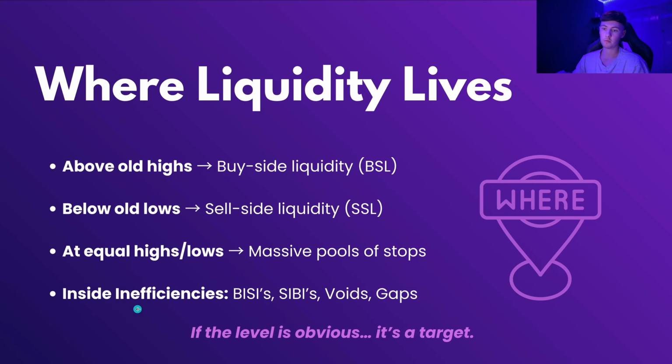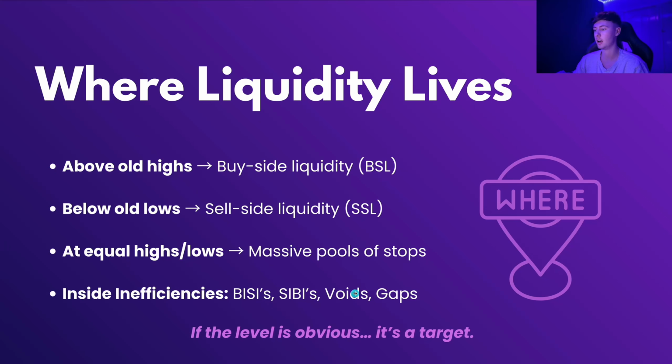Another point of liquidity is inside inefficiencies, so BISIs and SIBIs. Buy side imbalance, sell side inefficiencies, or bullish fair value gaps. Sell side imbalance, buy side inefficiency, again a bearish fair value gap.